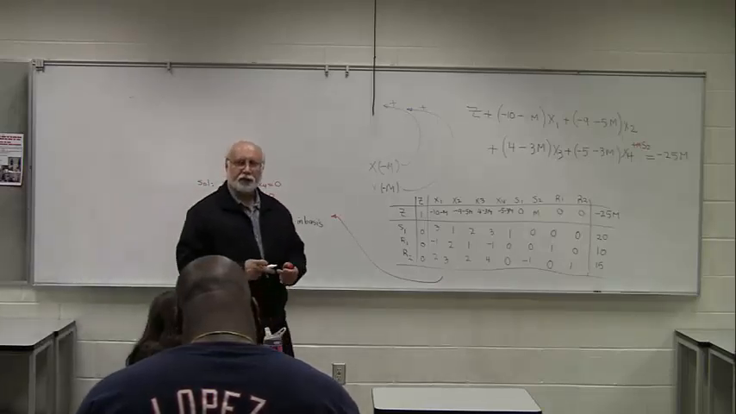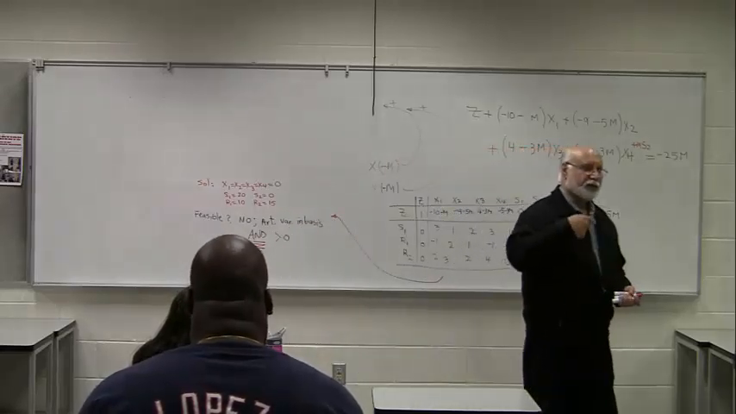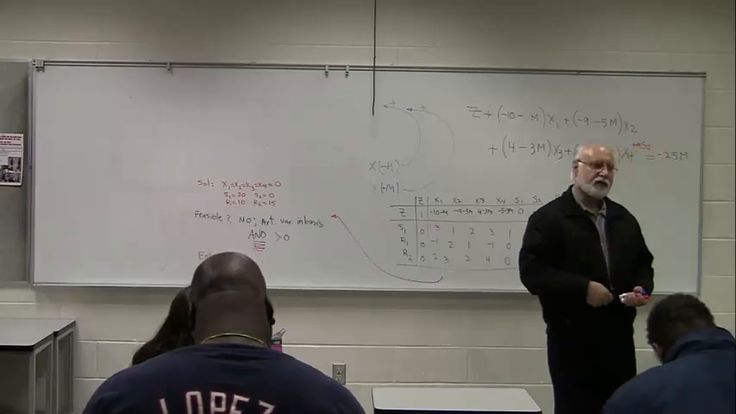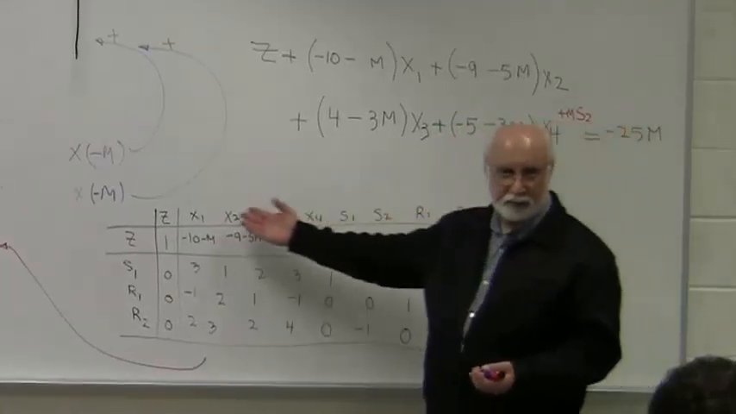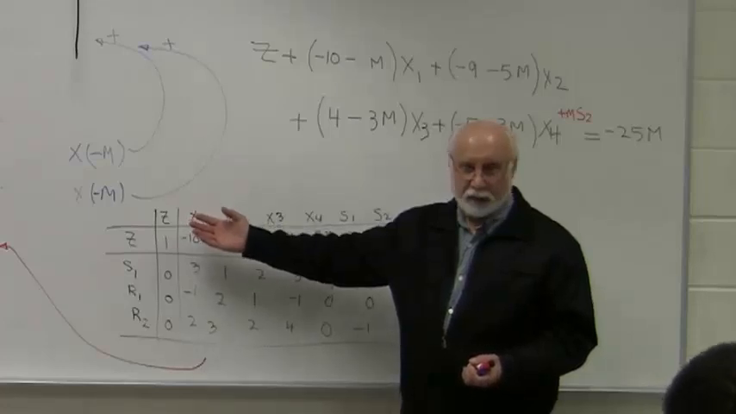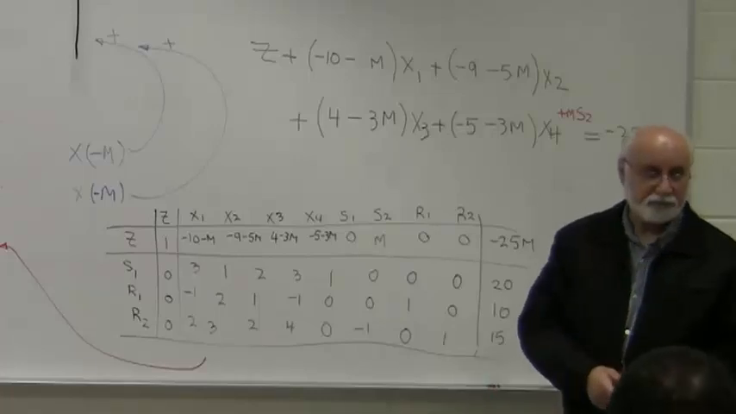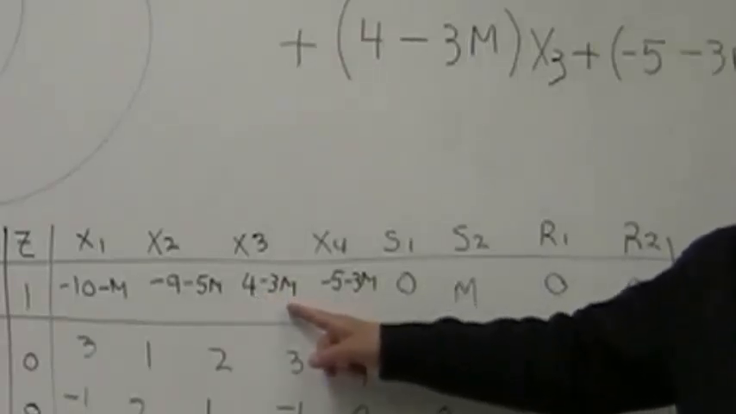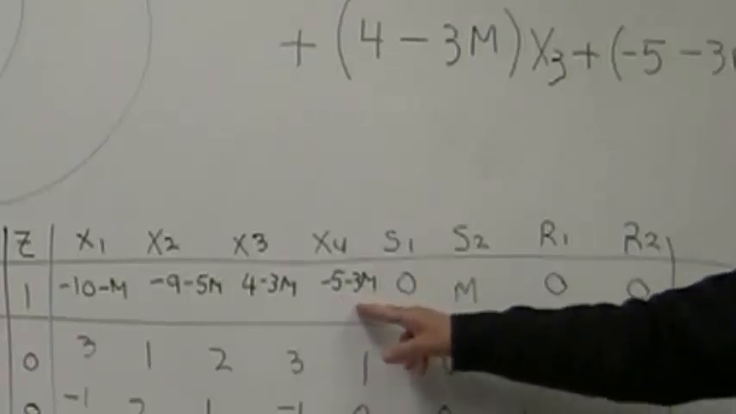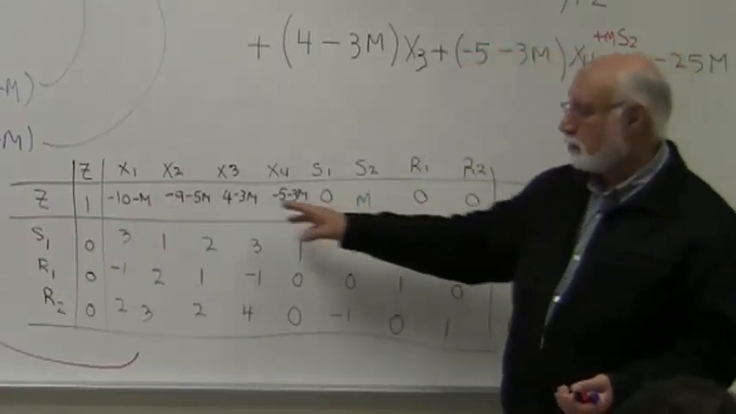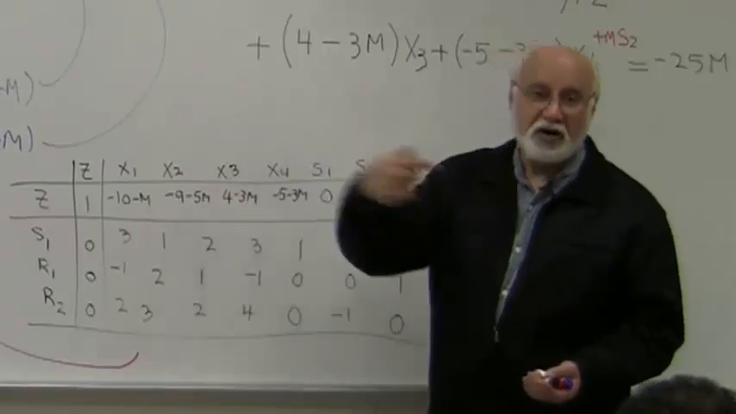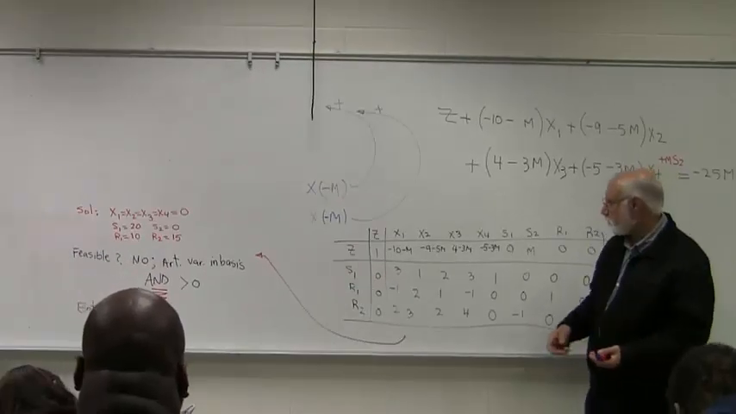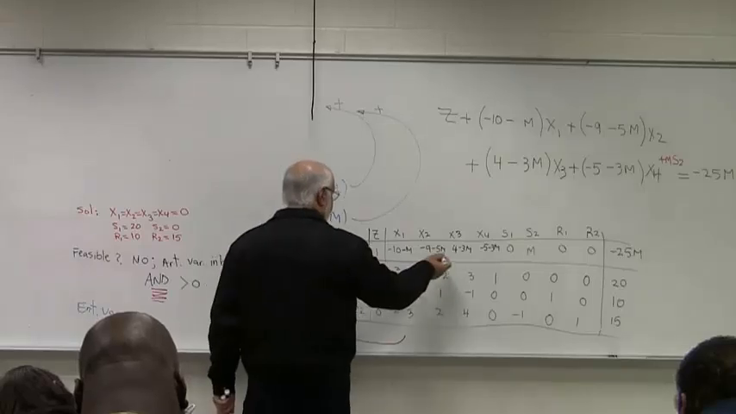How did we select an entering variable in a maximization problem? We looked for the most negative in the zero row. What is the most negative number in here? For x2, which is minus 9 minus 5M. That's the most negative number. This one, 4 minus 3M, minus 5 minus 3M, minus 10 minus M, are all larger than this. This is more negative. So this is my entering variable.